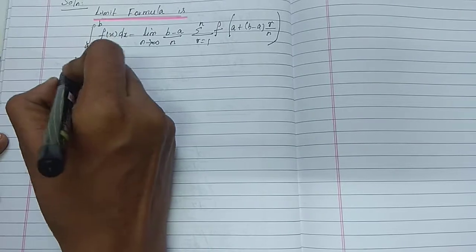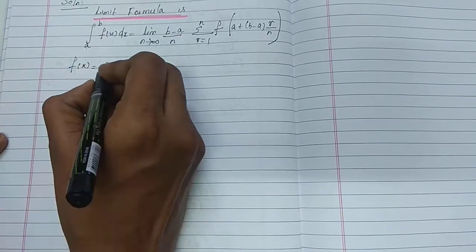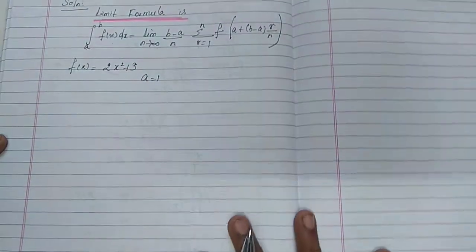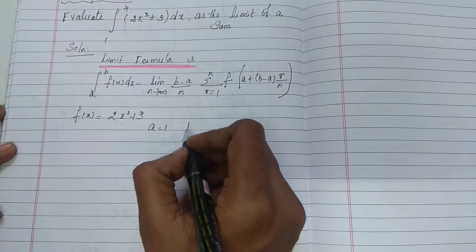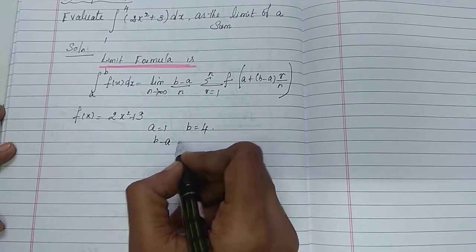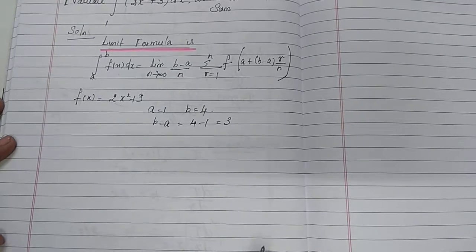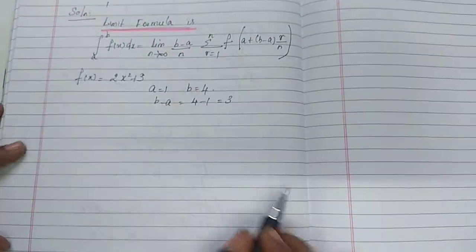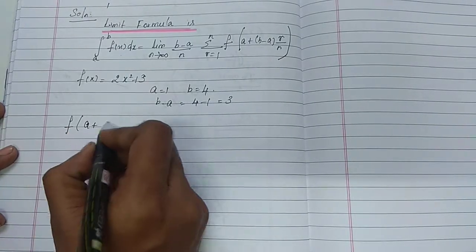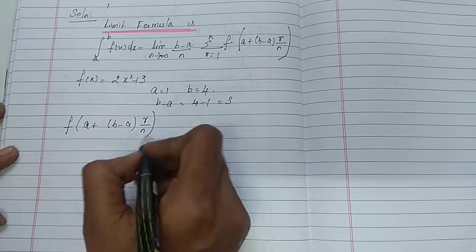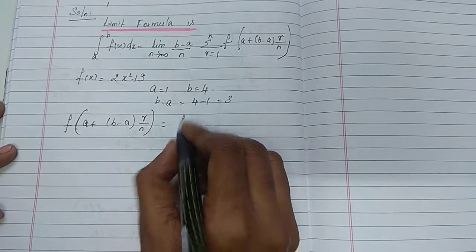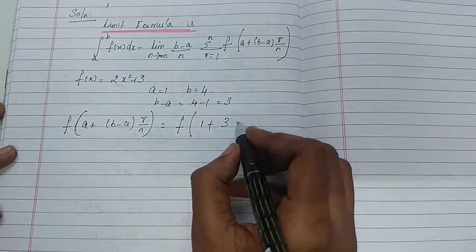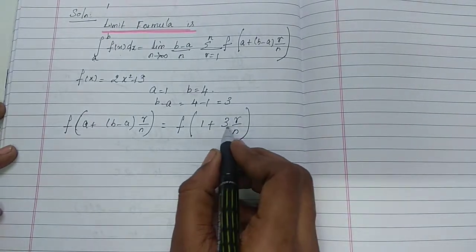In our question, f(x) is equal to 2x² + 3. The lower limit a is equal to 1, and the upper limit b is equal to 4. Now calculate b − a, which is 4 − 1 = 3. Also, we calculate f(a + (b − a)r/n) separately first, then substitute here. So f(a + (b − a)r/n) is f of 1 plus 3r/n.